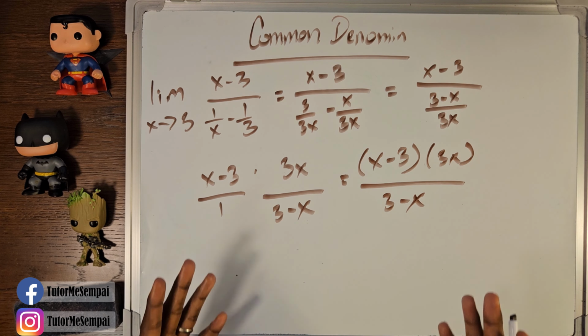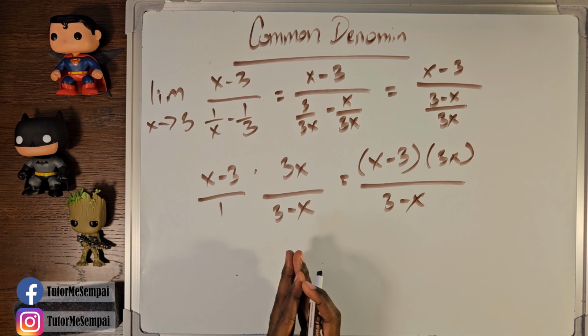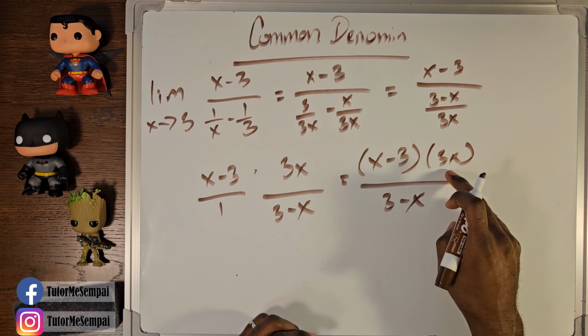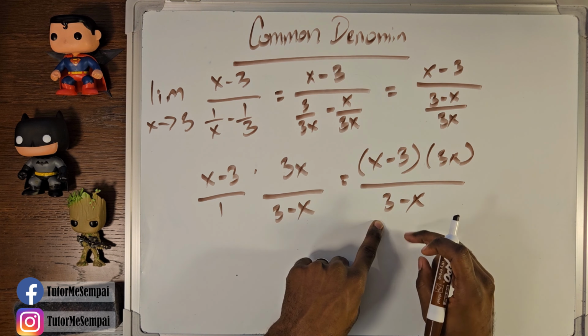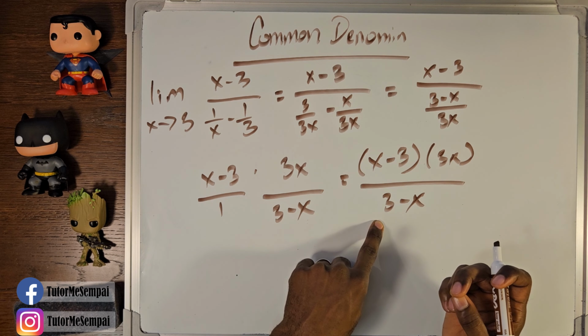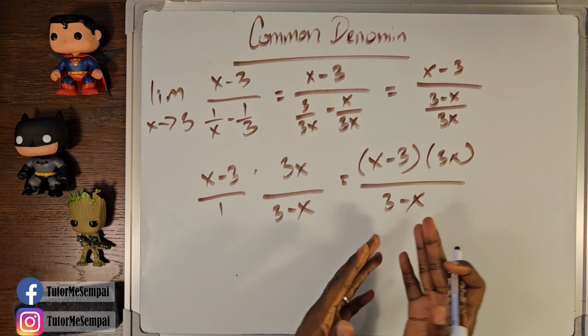Now, how do we cross out anything? We're very close to crossing out something, but we're not quite there. Here's an x minus 3 times 3x, and we have a 3 minus x. These don't necessarily cancel out right away. What do we have to do first? We need to factor out a -1 from one of these. So let's factor it out from the bottom.